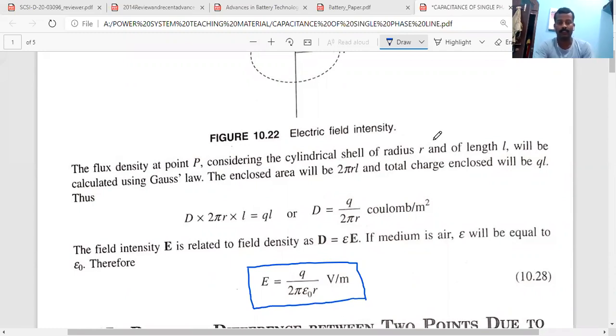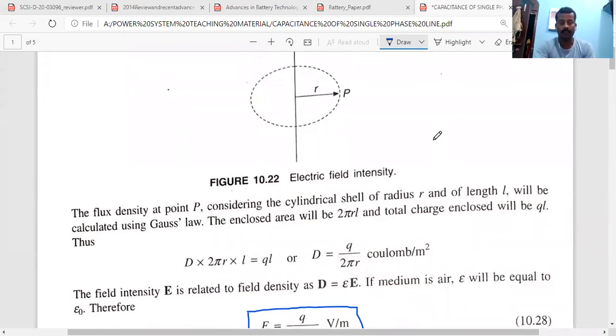In the last lecture, I taught you about inductance: inductance due to the internal field of the conductor and the external field of the conductor, and lastly, the inductance of the single phase transmission line. Today, I am going to explain the capacitance of the single phase transmission line.